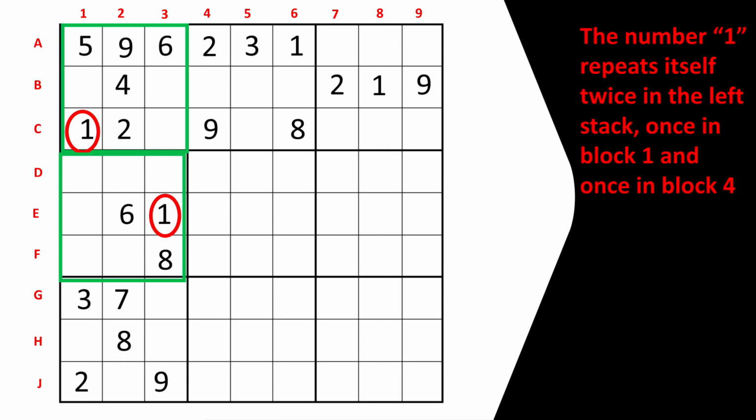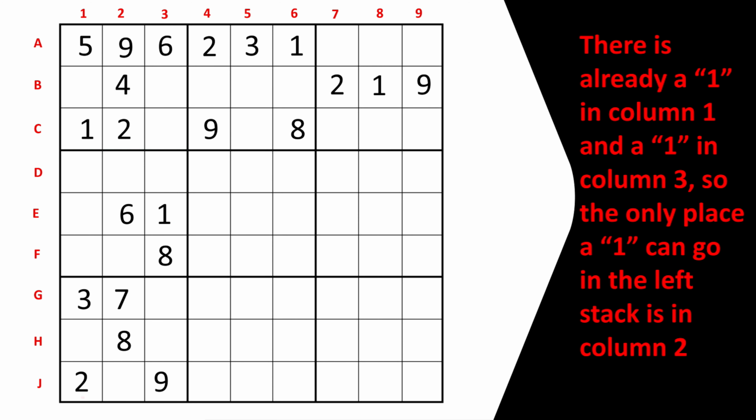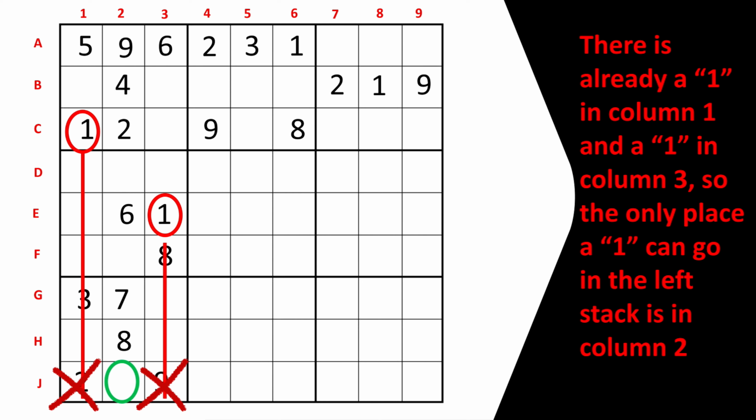So we know we need to place a 1 somewhere in block 7, but where? This time we're looking down the columns. Remember, a number can only appear once in each column. Well, there's already a 1 in column 1 and a 1 in column 3, so the 1 must go in column 2. Where? That's easy. These two cells are already occupied, so it must go here, in row J, column 2.